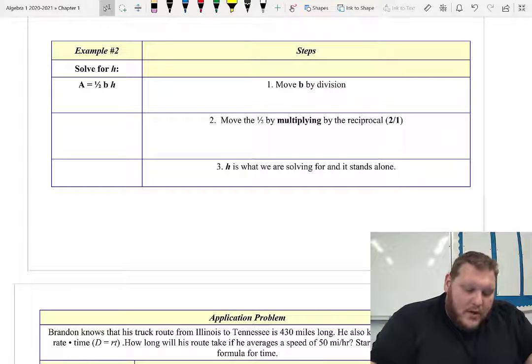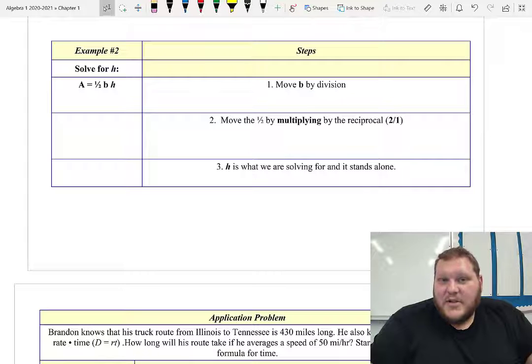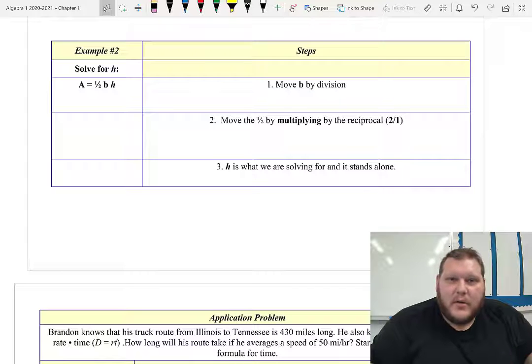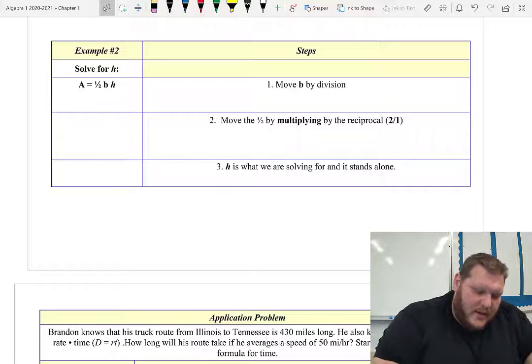So the way that we're going to do that, since we're solving for h, is anything that's not attached to h, we're going to move over. So you can see here, I already listed what steps I'm going to do first. And really, these first two steps could be done in either order because both of these things are just multiplying h right now. So they're the same operation. So I could multiply by the reciprocal of 1/2 first and then divide by b. But since that's already written here, we're going to go ahead and just do that.